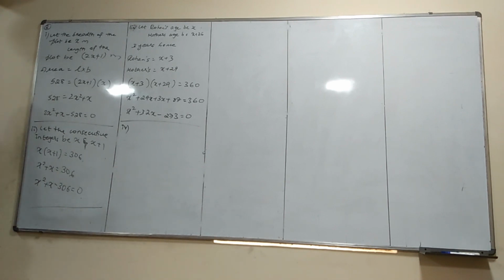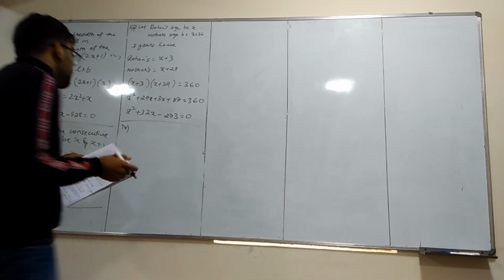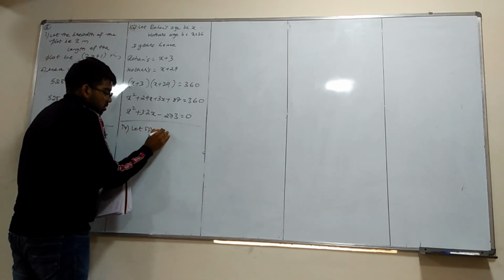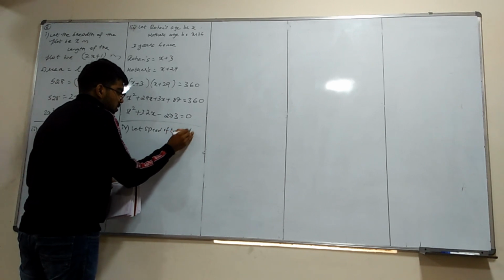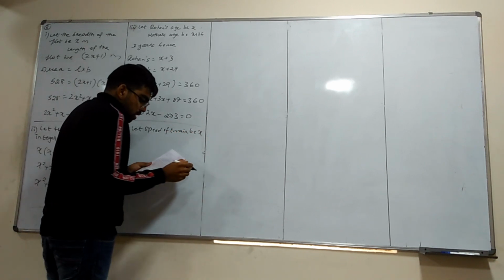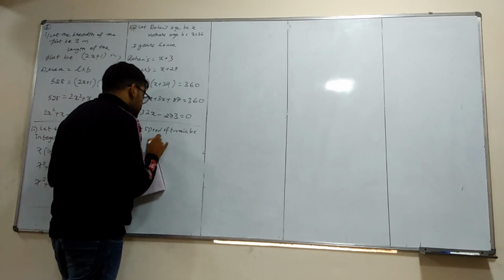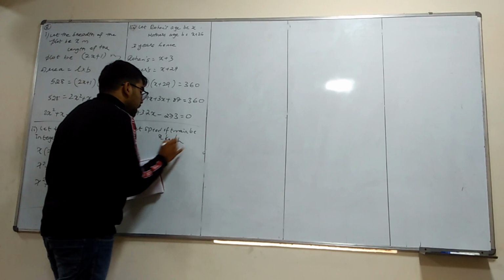Question number 4. A train travels a distance of 480 km at a uniform speed. If the speed had been 8 km per hour less, then it would have taken 3 hours more to cover the same distance. We need to find the speed of the train. So what are they telling us? Speed of the train is x kilometer per hour. They are given in kilometer per hour only.